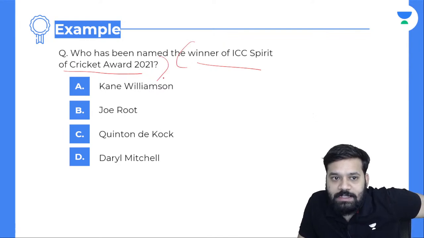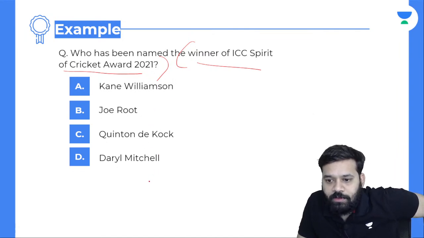Next question. Who has been named as the winner of the ICC Spirit of Cricket Award 2021? Is it Kane Williamson, Joe Root, Quinton de Kock or Daryl Mitchell?